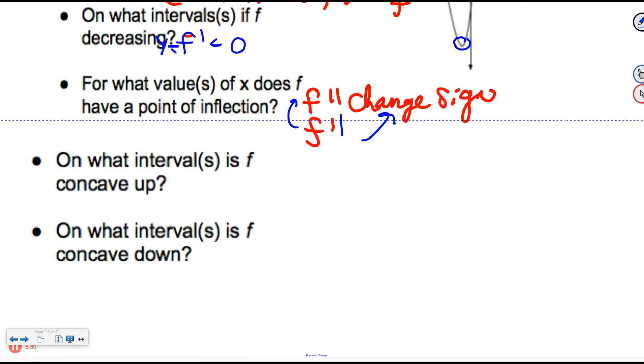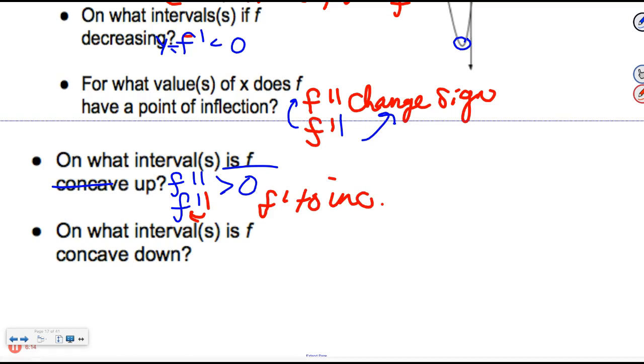On what intervals is f concave up? We need f double prime to be positive, but I'm looking at f prime. So I need to make sure that my slopes of f prime are positive. F double prime, that red thing, means take the slopes of this. So what I need to do is make sure my slopes of f prime are positive, which means I need f prime to increase. So you'd give all the intervals on that graph where it's going uphill.